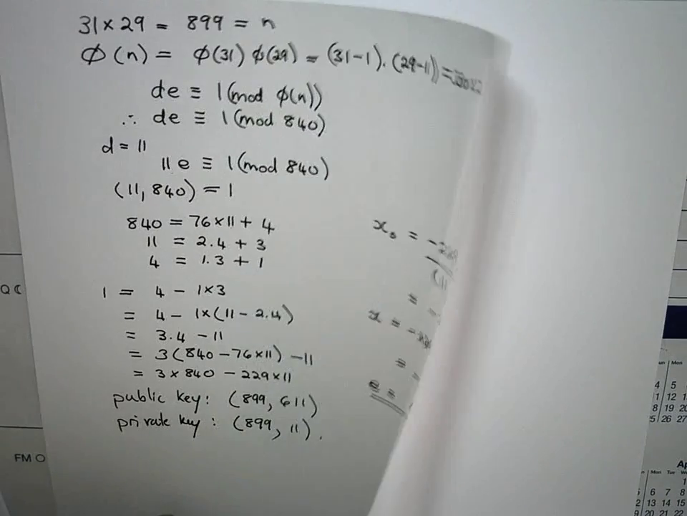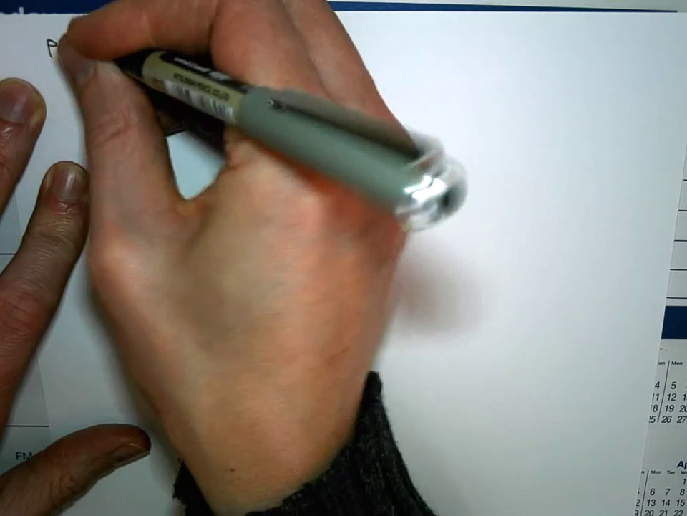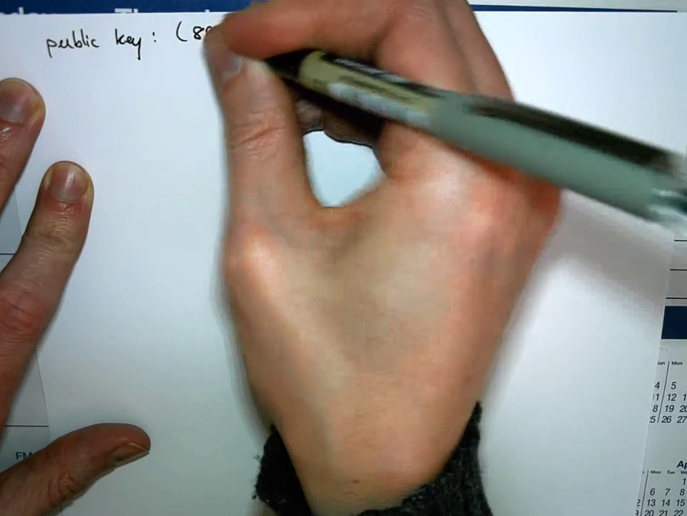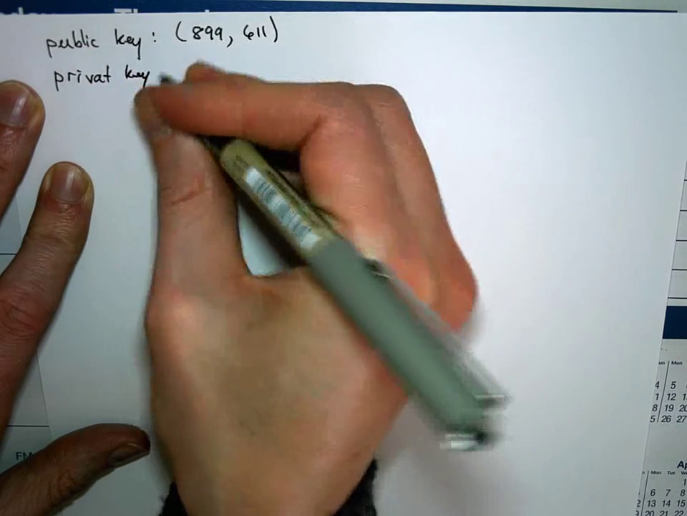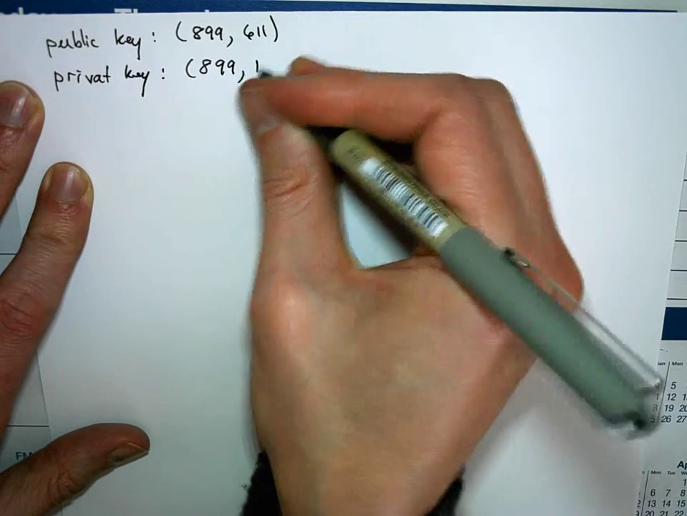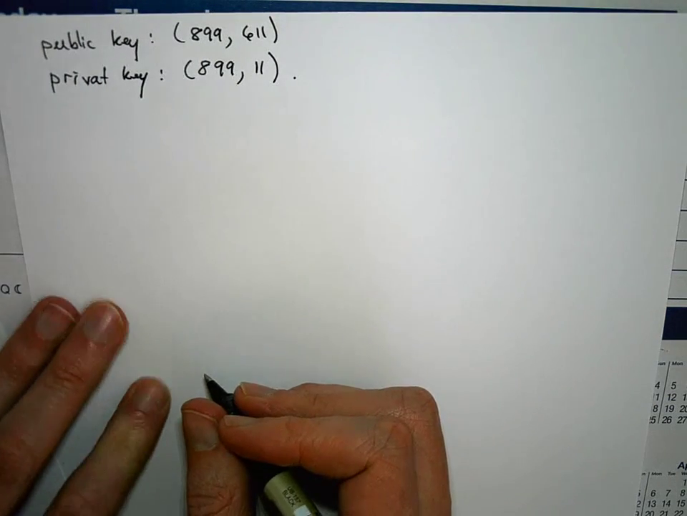Okay, so let's just copy that over here. We had the public key, which was 899 and 611, and the private key was 899 and 11.